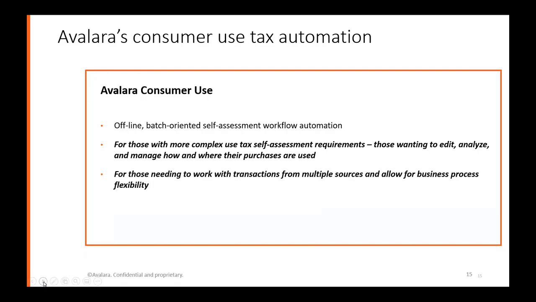All too often, companies rely on vendors and assume that vendors that they are buying from are making the appropriate decisions. So Avalara, earlier this year, rolled out a new module, Avalara Consumer Use, and it is an offline batch-oriented solution. So it can work with any of the Infor ERP solutions, given the nature of the batch processing, and it really plays nicely into providing a solution that is powerful and easy to use.